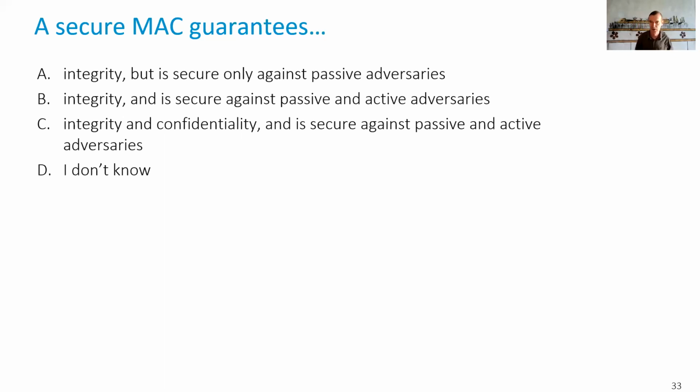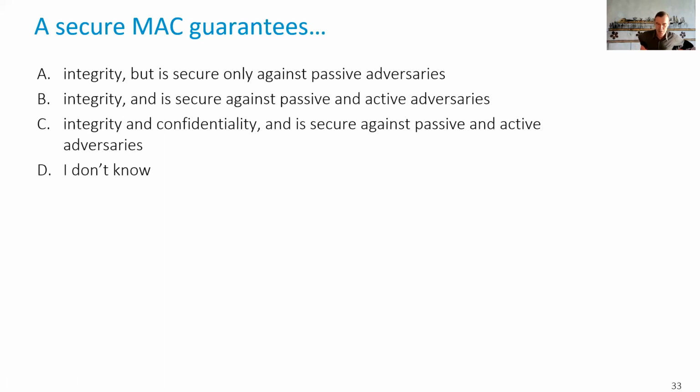Those are adversaries that would change the content of the message. So the answer is B. And of course, it does not provide confidentiality, so C is wrong. Sorry? Yes? If you don't have confidentiality, how can it be secure against passive adversary? Well, of course, it is not. That's a good question. So there's perhaps an ambiguity in the question.